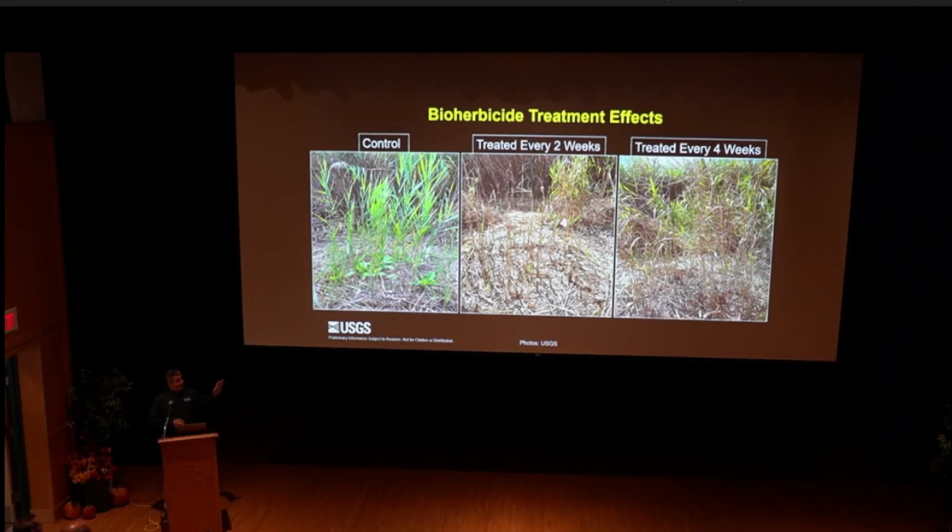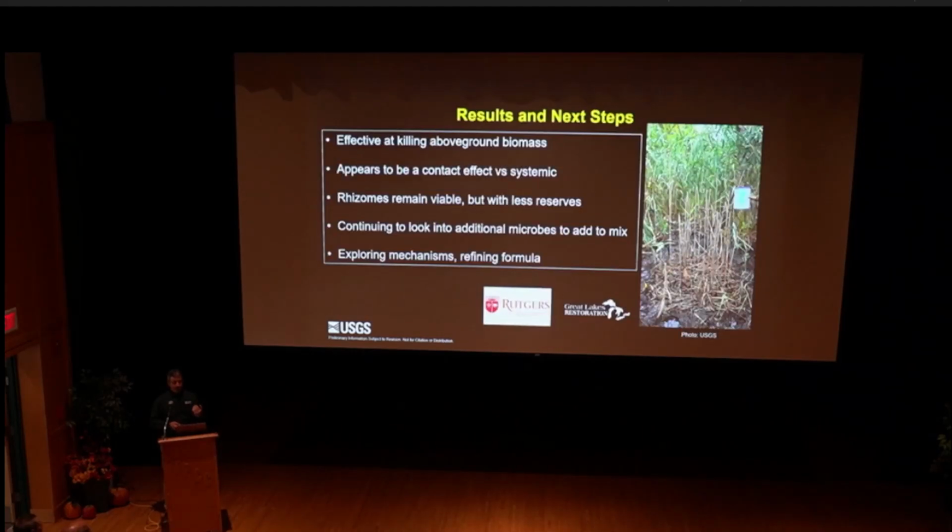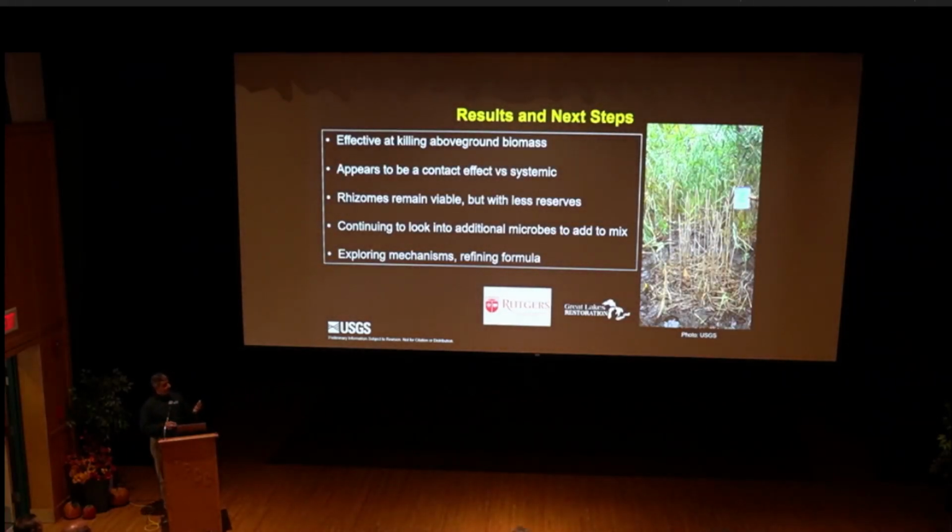But the challenge is that, unlike glyphosate or some of the others, it's not going systemic yet. So it's not going into the roots like we wanted it to and thought it would, to disrupt the microbes below. So we are continuing to study why that is the case, and also looking at more direct application of bioherbicide to the plant roots. That's really where the action is, and where the microbes and plants are interacting related to nutrients.